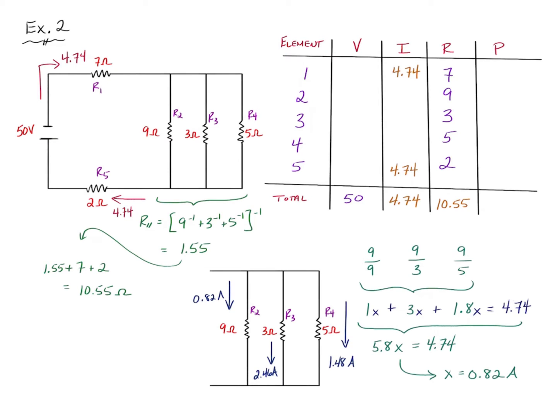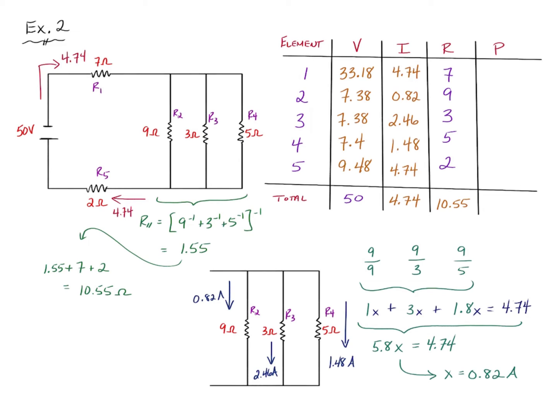So now I've figured out how that 4.74 splits, and I can apply those individual values that I just calculated into my current column in my VIRP table. I'm through most of the difficult portion of this problem. Now I simply have to use Ohm's law, V equals IR. And if I multiply each I by each R, you will find that you get the following voltages.